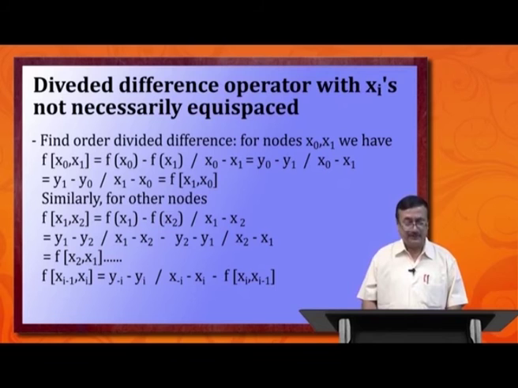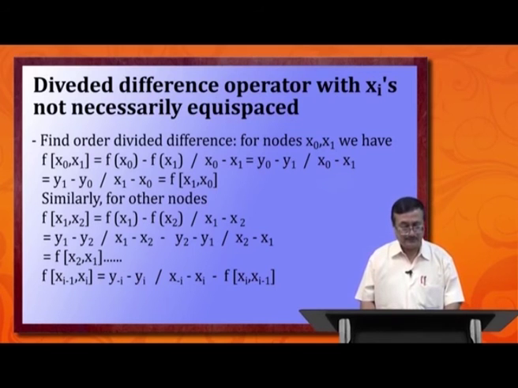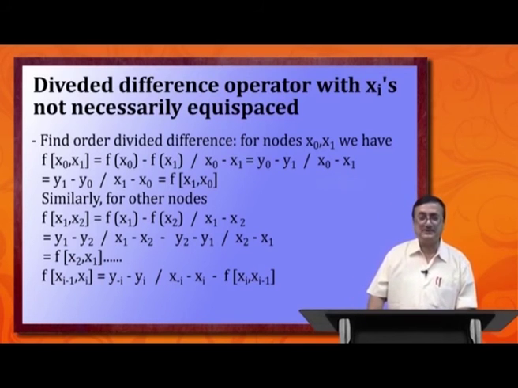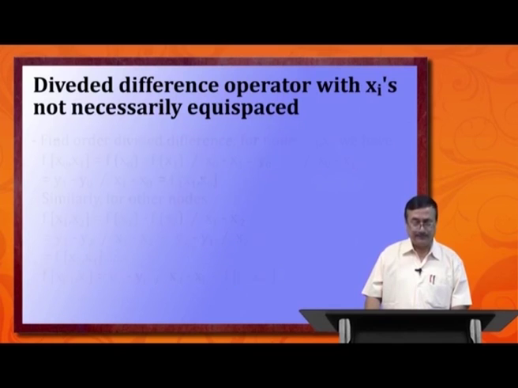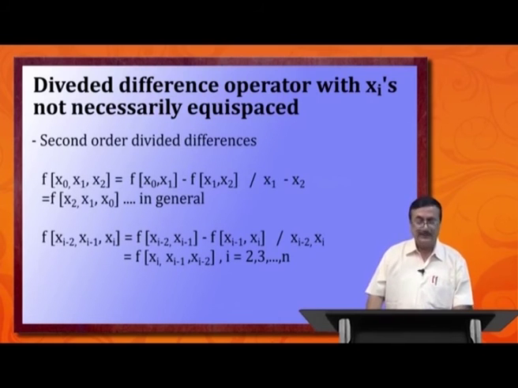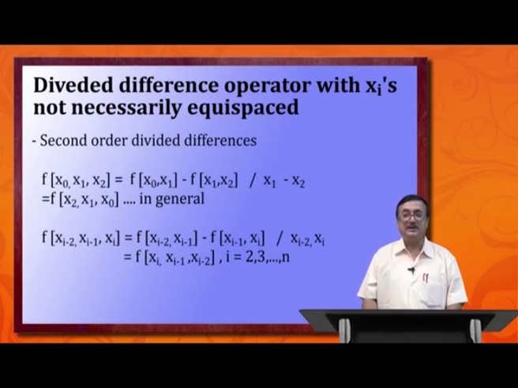Similarly, for the other nodes, we have f[x1, x2], which is defined as (f(x1) - f(x2)) / (x1 - x2). You observe that f[x1, x2] is also equal to f[x2, x1]. Similarly, for f[x_{i-1}, x_i], the result is the same if we take f[x_i, x_{i-1}] for i = 1 to n. These are all the first order divided differences, which are symmetric in nature. The second order divided difference has been defined as f[x0, x1, x2] in this way, and again we find that f[x0, x1, x2] = f[x2, x1, x0].